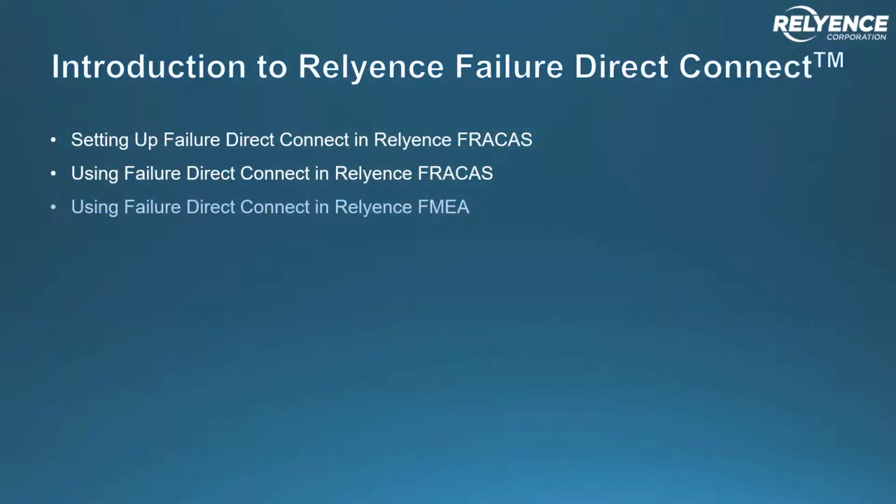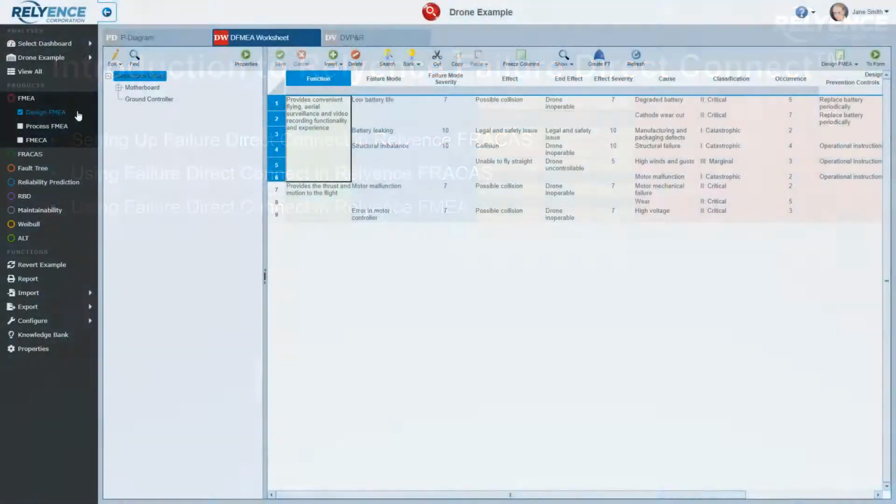This is the third video in a 3-video series about Relyence Failure Direct Connect, where the focus is on using Failure Direct Connect in Relyence FMEA. We are working here in Relyence FMEA with the drone example analysis open. It is assumed that you are familiar with Relyence FMEA. If you are new to Relyence FMEA or need a refresher, please review the Getting Started with Relyence FMEA Help topic or Relyence FMEA Overview video.